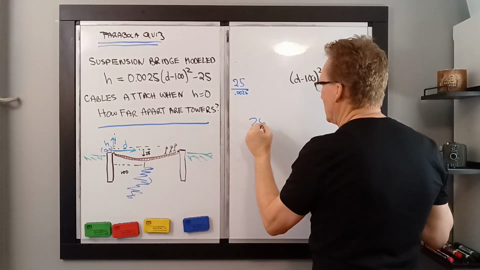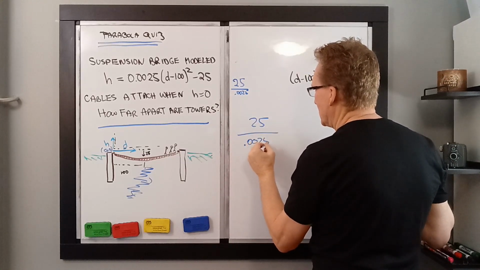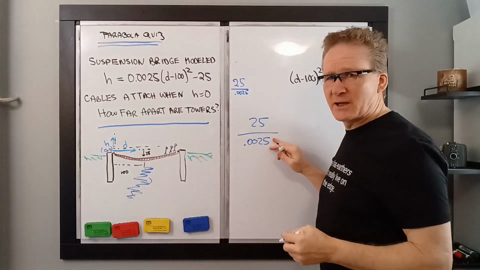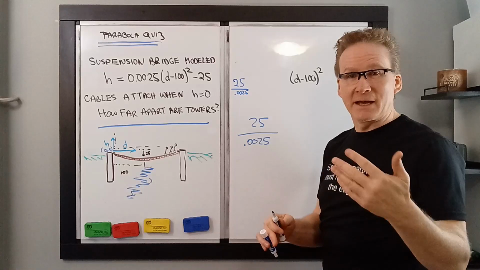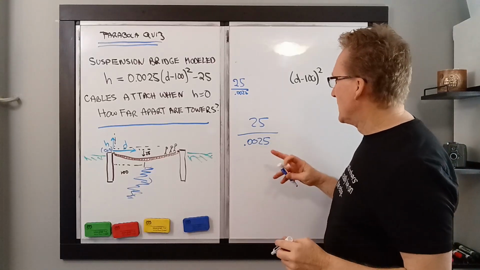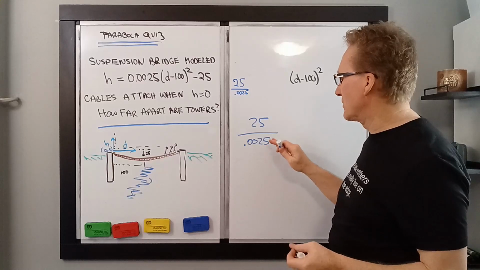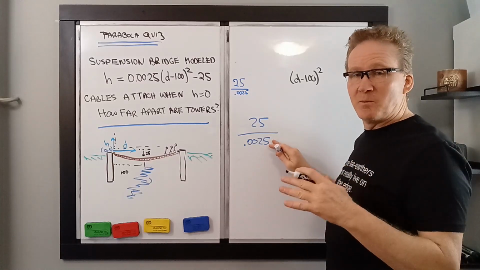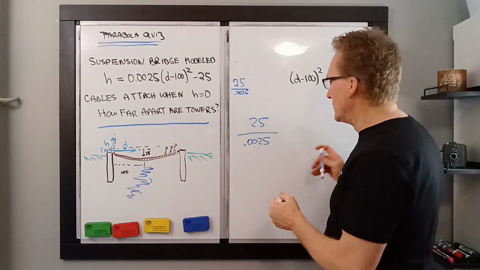I'm going to work on that right here. 25 divided by 0.0025. Many of us would just punch this into our calculator. However, I want to encourage you to try to do them in your head, at least to get an estimate as quickly as possible, because first of all, it's going to be good for your brain. It's going to really help you to develop your brain power. And also, it's going to help you not make as many stupid mistakes with the calculator, which we all do.